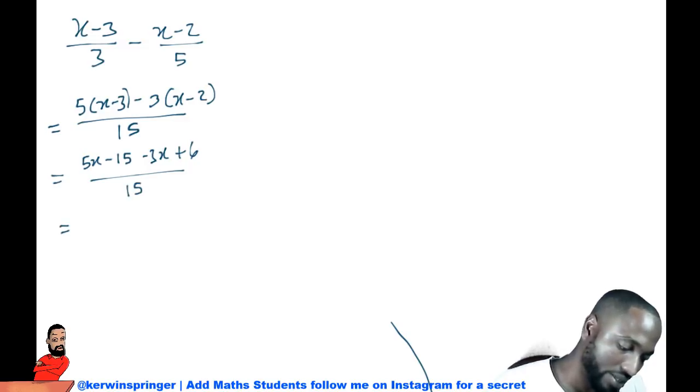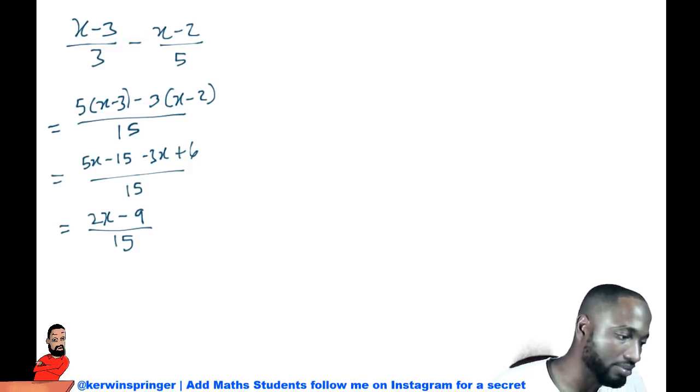Bring those x's together. 2x, and I'm getting 9 here, and I'm getting 15. So this one is the correct one. Ting, ting, ting. 10 points for Griffin now.